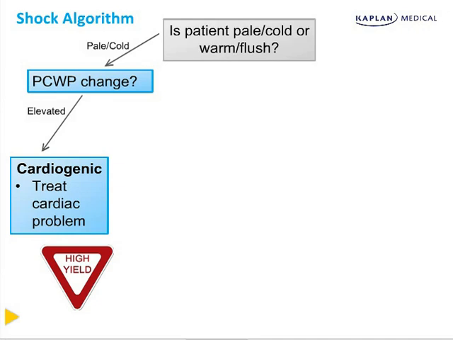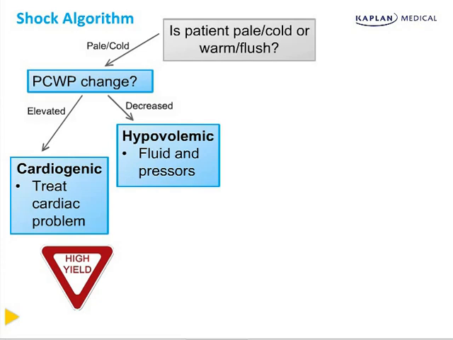These patients should be treated by addressing the cardiac issue and not by giving them additional IV fluid, which could kill them. Conversely, if the wedge pressure is decreased, it is due to the global decrease in intravascular volume, and you must provide immediate fluids and pressors to rescue the blood pressure.